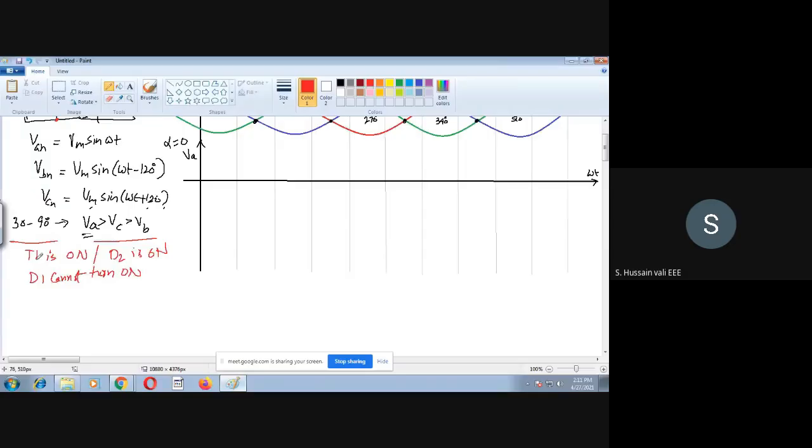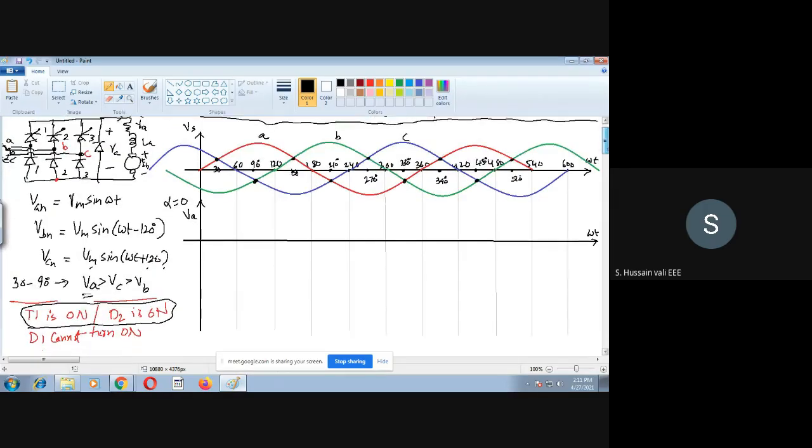So from 30 to 90 degrees, what you will find out is that T1 and D2 are on. It's very important to understand this logic here. From 30 to 90, T1 is on because VA is higher among all the 3. Now among the bottom leg, that is D1, D2, D3, D1 cannot be turned on because it is exactly below T1. So now you have the option either 2 or 3.